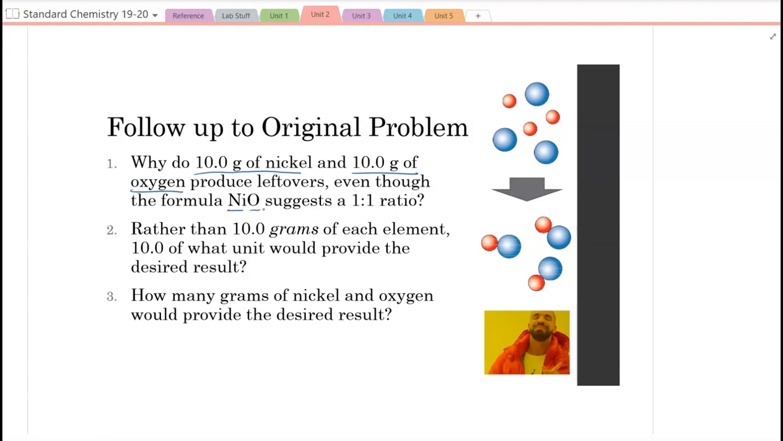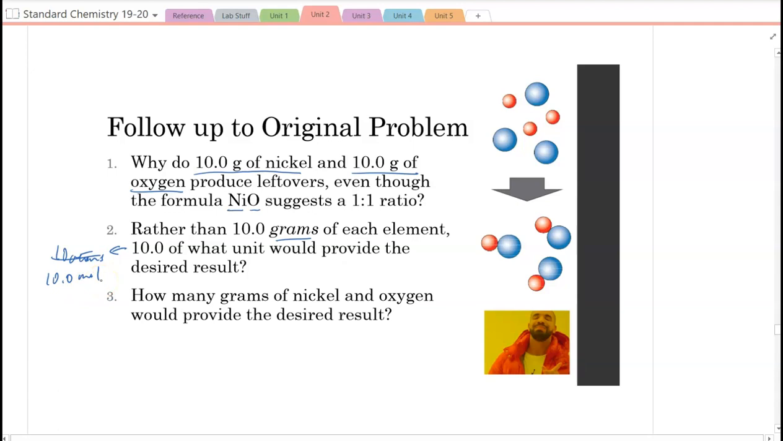So instead of saying 10 grams of each element, 10 of what unit might provide the desired result? Well, maybe 10 moles, right? We've spent this time talking about it. You could say, okay, 10 atoms of each, so 10 atoms of nickel, 10 atoms of oxygen. That's great and all, but in a more practical sense, atoms are too small and we work with way more atoms than just 10 at a time. It might be easier to say 10.0 moles of each of them, which would be much more capable of providing the result that you want, right? So instead of 10 atoms, 10 moles.